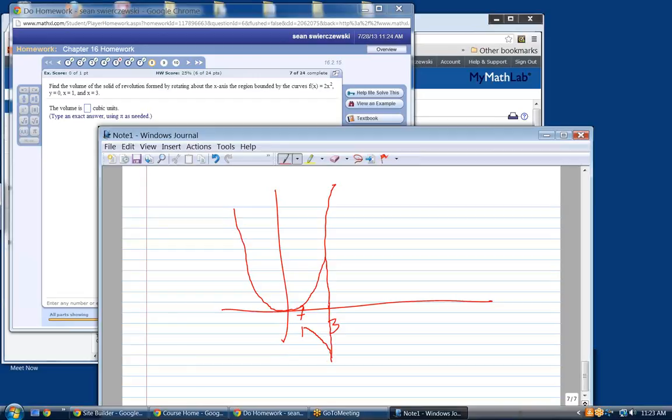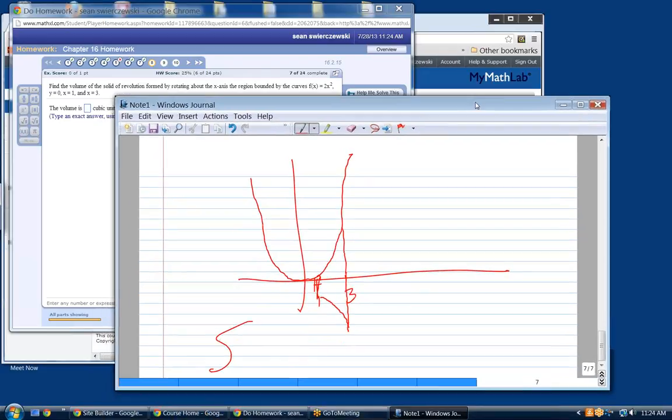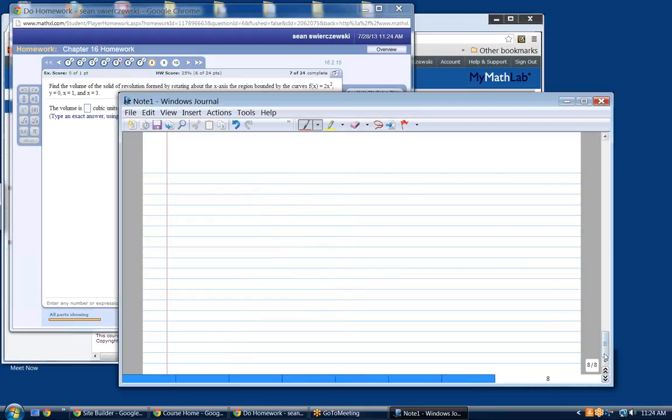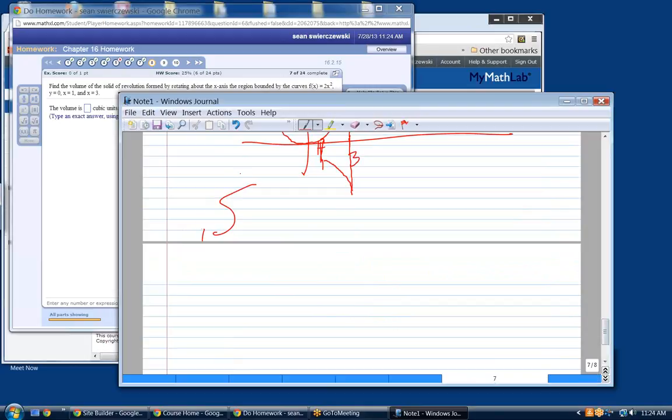Now notice that this is not a cone. This is more like a curved candlestick holder on its side. So we would have no way of geometrically figuring out this. We don't know how to find the volume under curves without calculus. So what's this integral going to be? The integral from 1 to 3, and then it's going to be pi times 2x squared, squared.